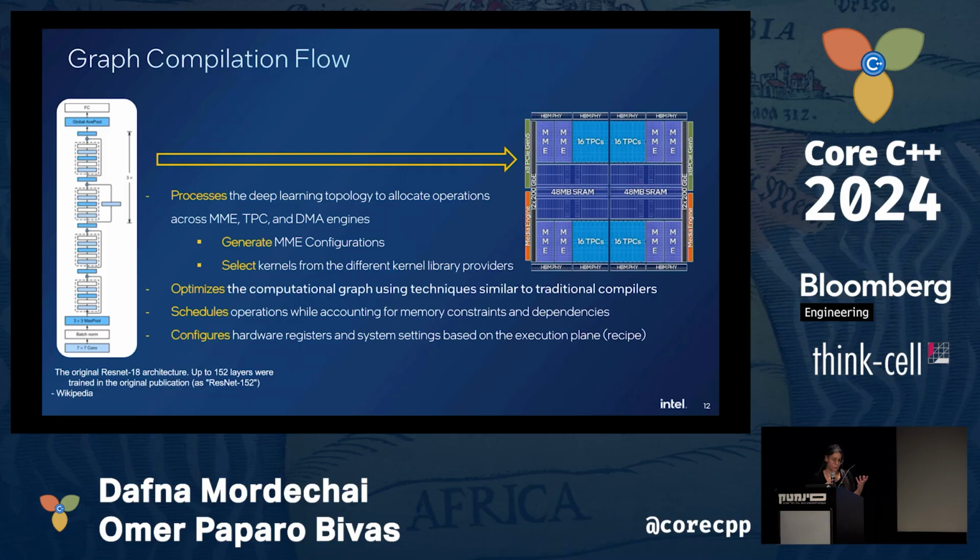Then obviously graph compilers need to do optimizations like any other compiler for the entire graph, schedule operations across all the engines, taking into account different types of memories or constraints, and configure the hardware and all the different registers and the settings and everything it needs to do.